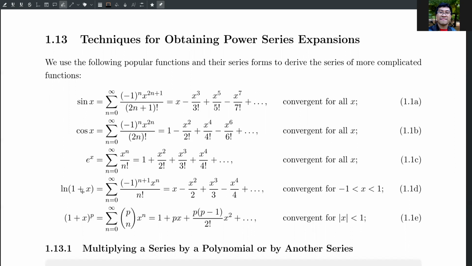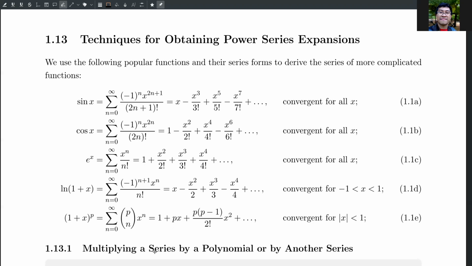For ln of 1 plus x, this is the series, but it's convergent only for x between minus 1 and 1, not including minus 1 and 1. For 1 plus x to the power of p, you have this binomial expansion where the series is convergent only for x between minus 1 and 1, not including minus 1 and 1. Now let's consider the techniques.